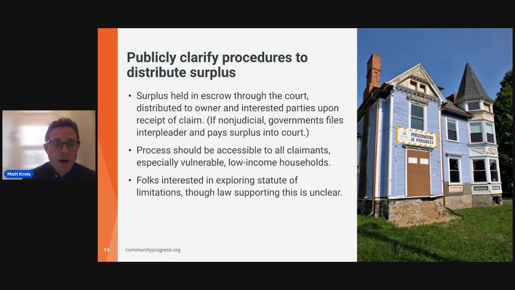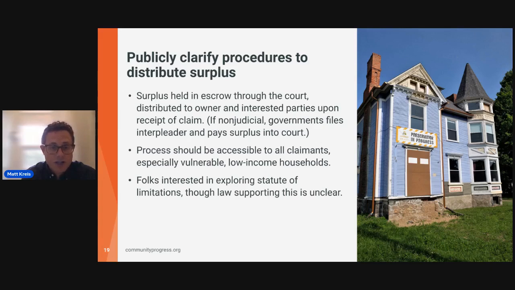Reform should also publicly clarify those procedures to distribute the surplus. I touched on this earlier, right? Which is the need to be very clear post-Tyler, and we should do that anyway, that to the extent that there's any surplus that a former owner can claim, it should be very clear what those processes are. If we have a judicial system, that surplus should be held in escrow through the court and distributed to the owner and interested parties upon receipt of a claim, right?